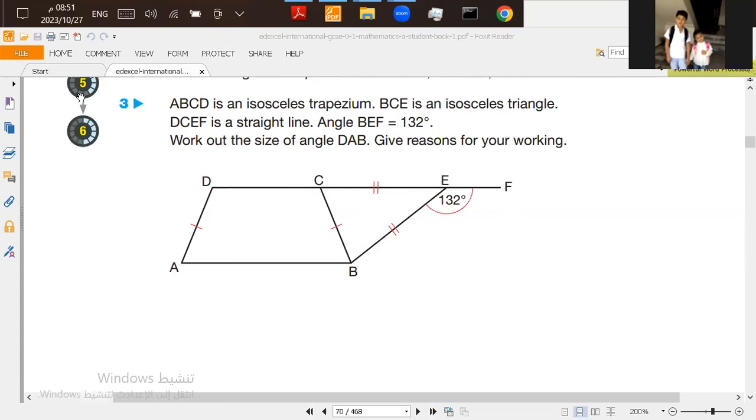Okay. Let me show you. Let's put a line on it. So we need DAB, this angle. And we know that it's the same as this angle because this is an isosceles trapezium. So if we find this angle, it means we're almost there. Now, let's go step after another.